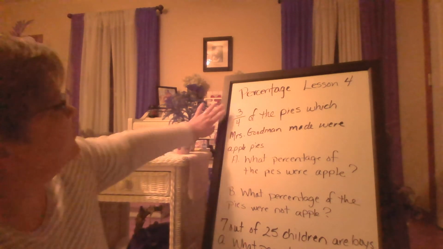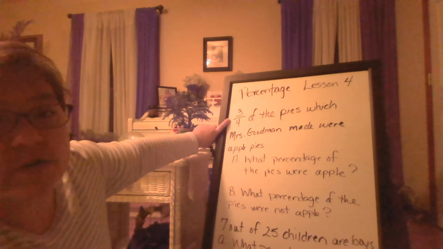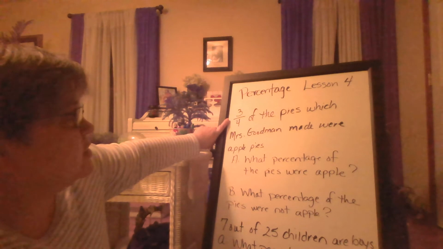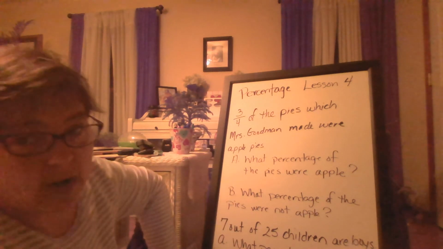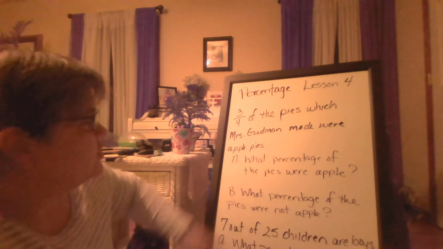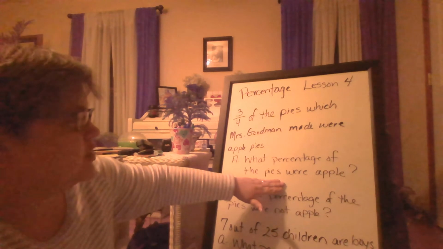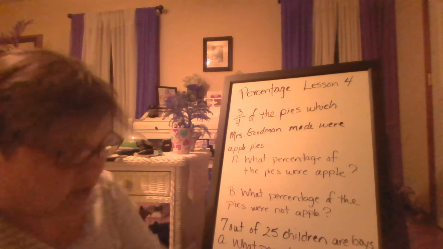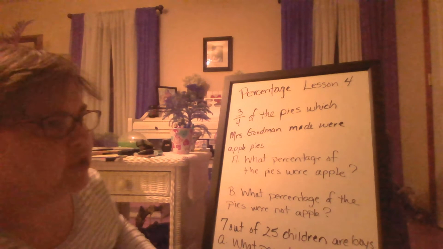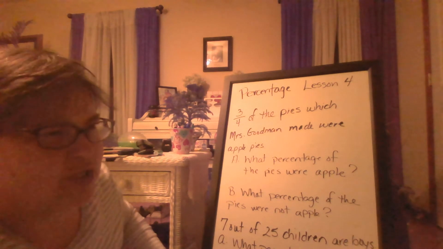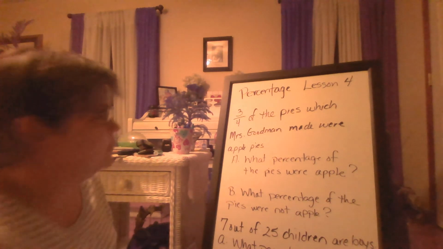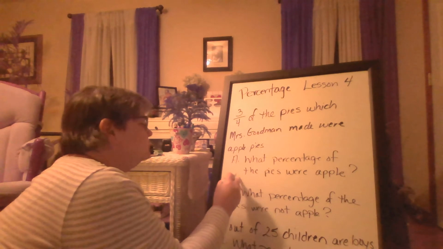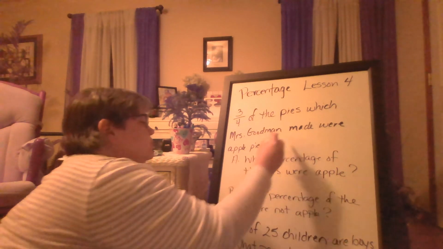So here we have 3/4 of the pies which Mrs. Goodman made were apple pies. 3/4. So they want to know what percentage of the pies were apple and what percentage of the pies were not apple. So 3/4 is one that you're going to have quite a bit, and pretty soon you'll just know that one by heart. But let's go ahead and we'll do this up here.